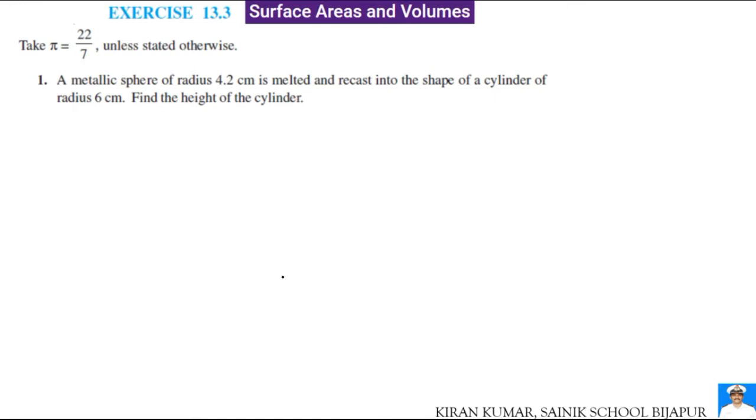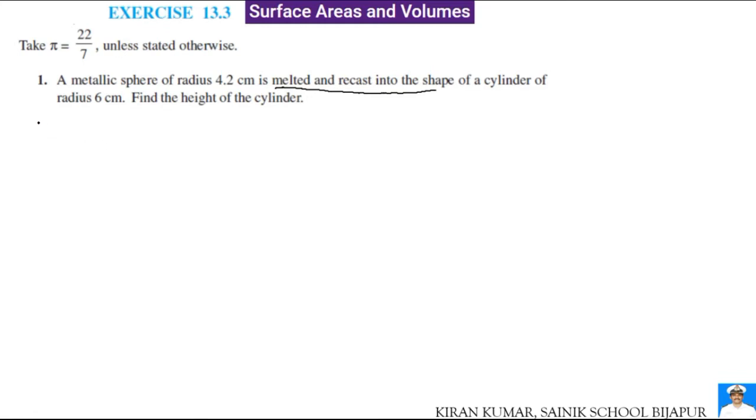The first question here is, a metallic sphere of radius 4.2 centimeter is melted and recast into the shape of a cylinder of radius 6 centimeter. Find the height of the cylinder. You must know that whenever one particular solid is recasted into another shape, their volume will remain same. So we need to equate the volume of both the solid shapes.